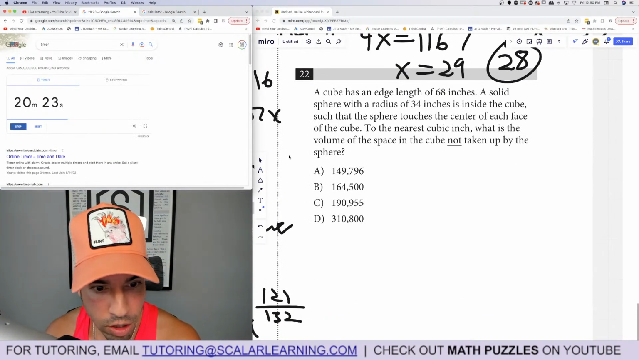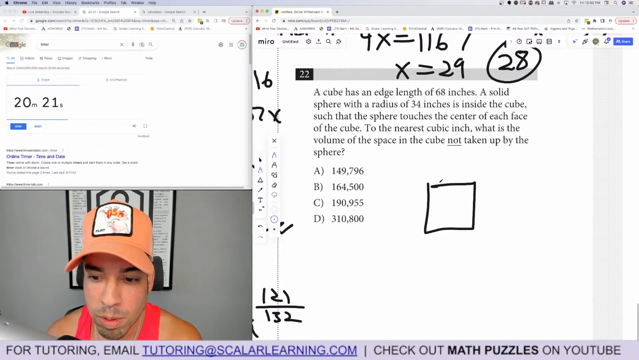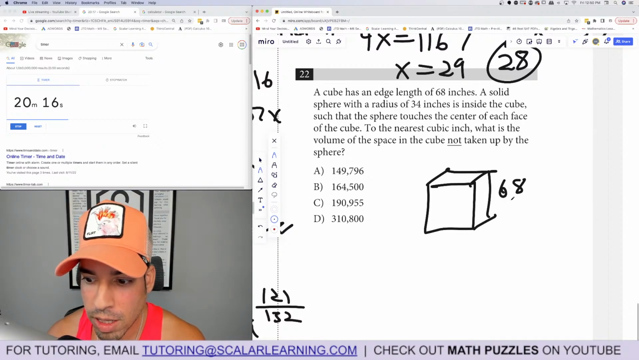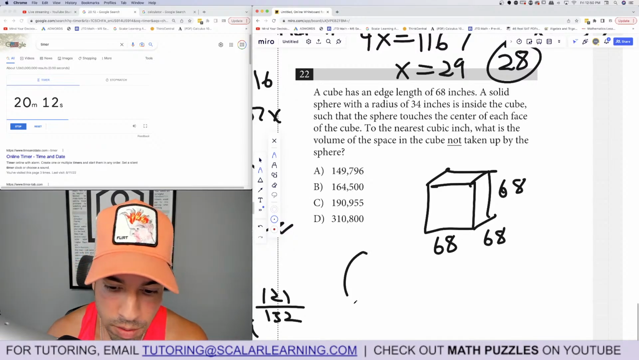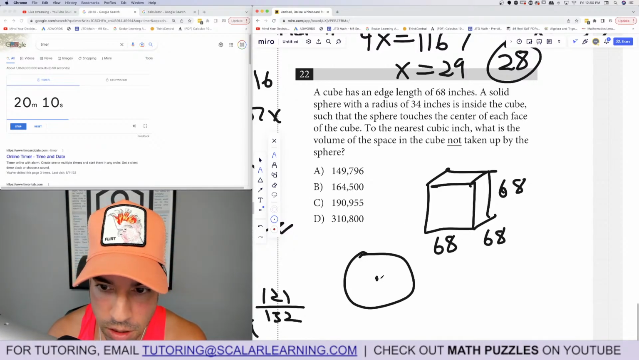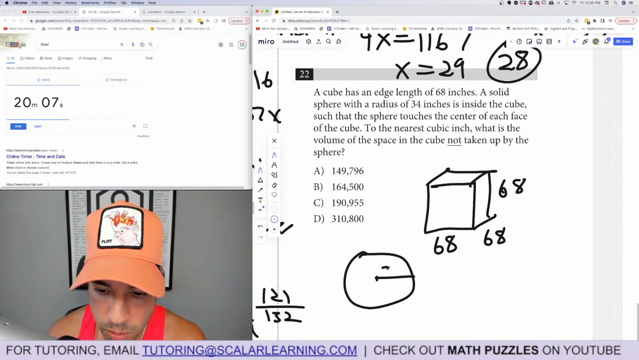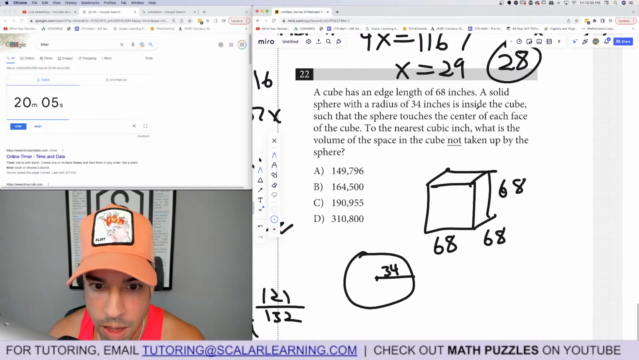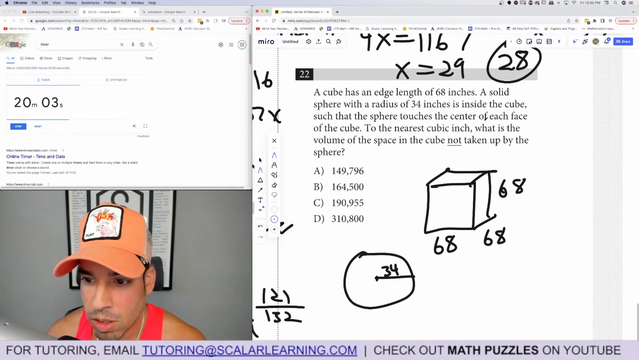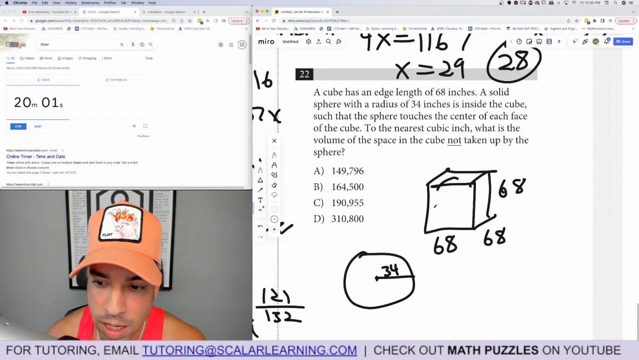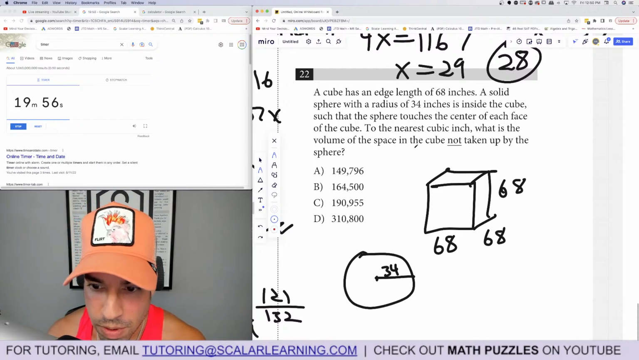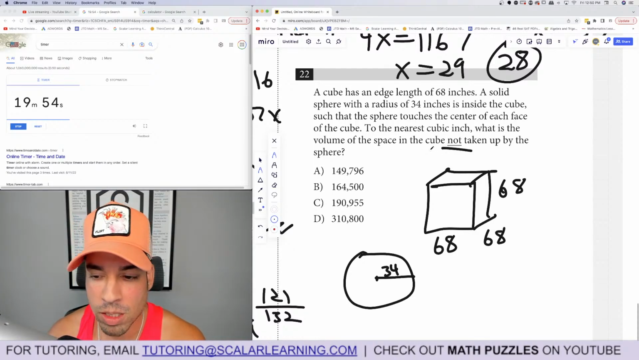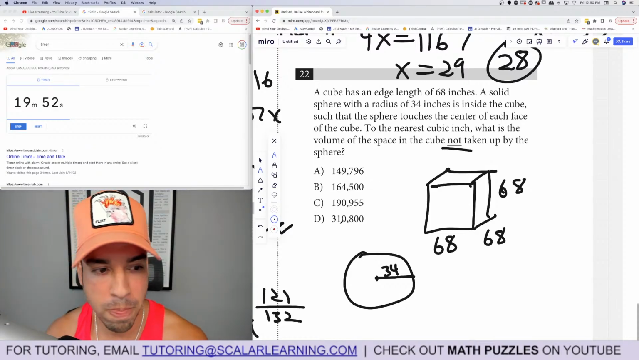Okay, cool. A cube. Let's draw a cube. It has an edge length of 68. A solid sphere with a radius of 34 inches is inside the cube, such that the sphere touches the center of each face. So it's kind of like inside, right? To the nearest cubic inch, what is the volume of the space in the cube not taken up by the sphere? This is straight subtraction, okay?